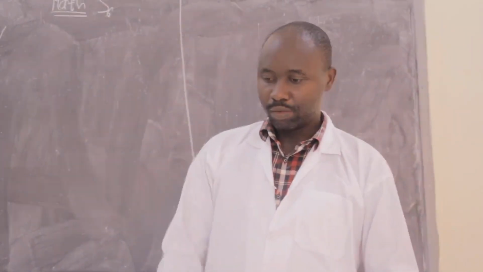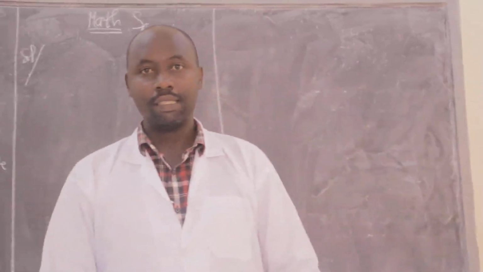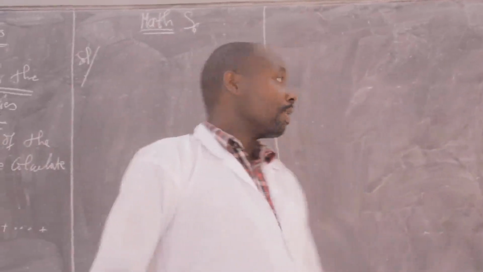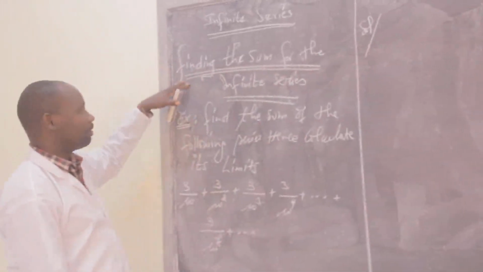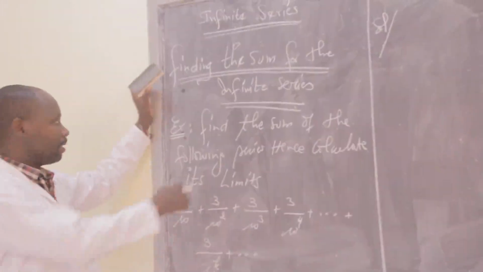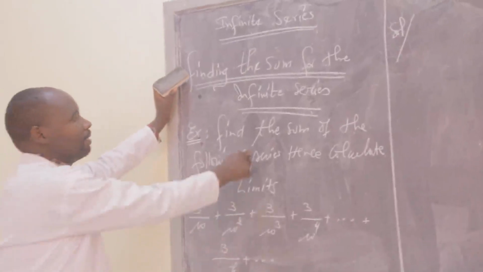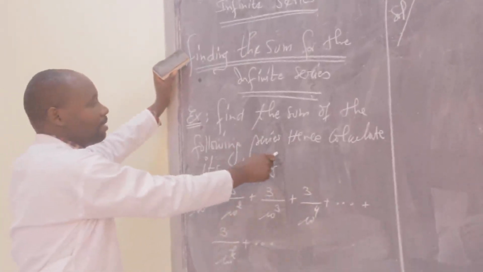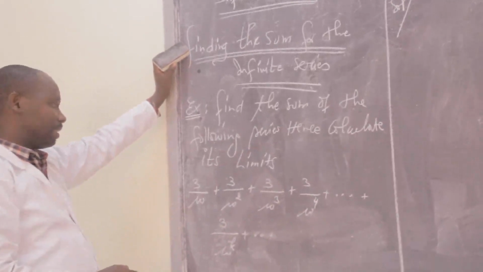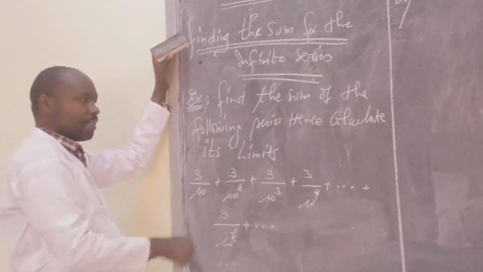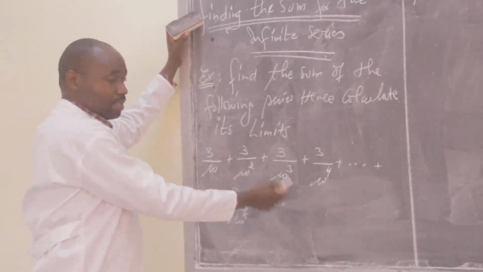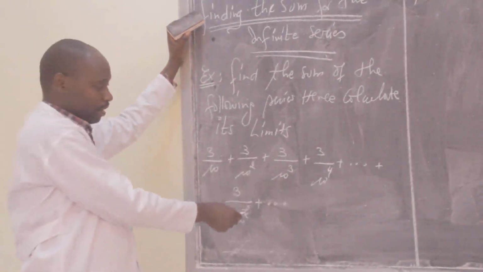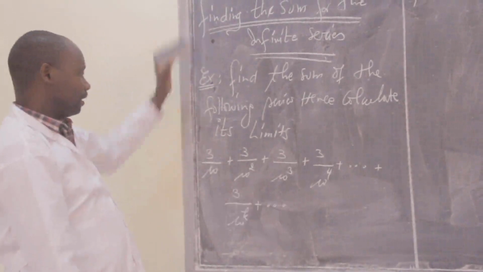We are just going to see the infinity series. The lesson today is finding the sum for the infinity series. Let us begin with an example. Find the sum of the following series, hence calculate its limit. This series is called an infinity series because it is not, they have no limit. It is just an infinity series.